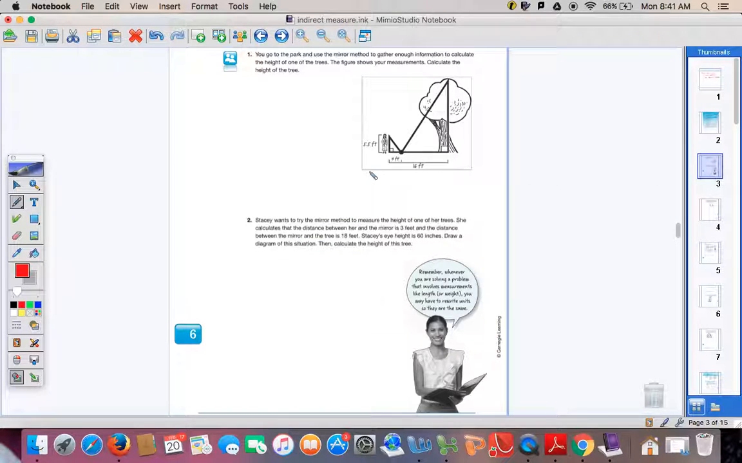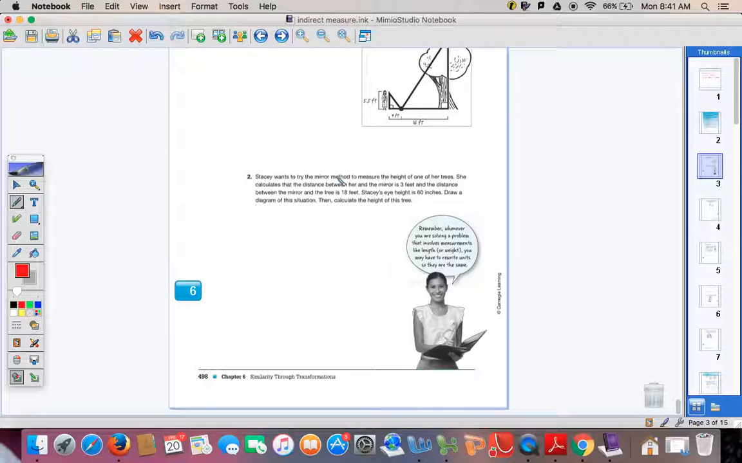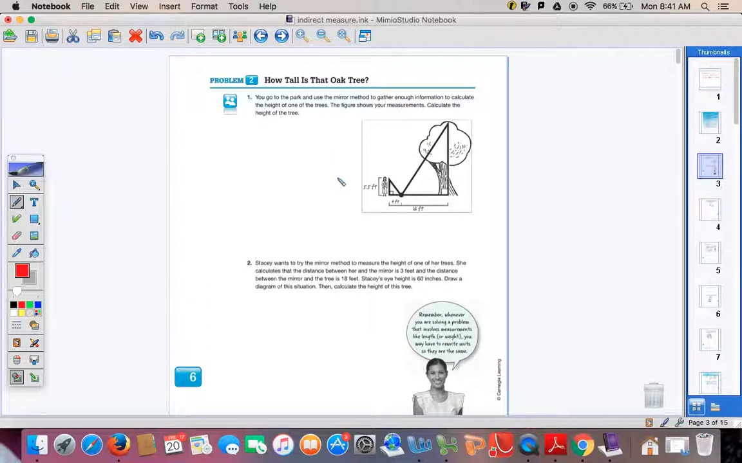So if you look in your student textbook, problem number 2, about page 498, you go to the park and you use the mirror method to gather enough information to calculate the height of one of the trees. The figure here shows your measurements. Calculate the height of the tree.